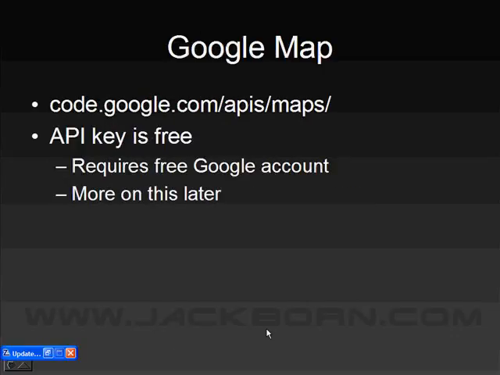Okay, moving right along. Google Map. Go to code.google.com/apis/maps, or just go to google.com and type in Google Maps API, and it will take you to the page where you can sign up for the API key, which is free, but you do have to have a Google account. So if you've got Gmail, then you can go ahead and get your API key. I will go over this in great detail later on with another tutorial, but I just wanted to mention it.